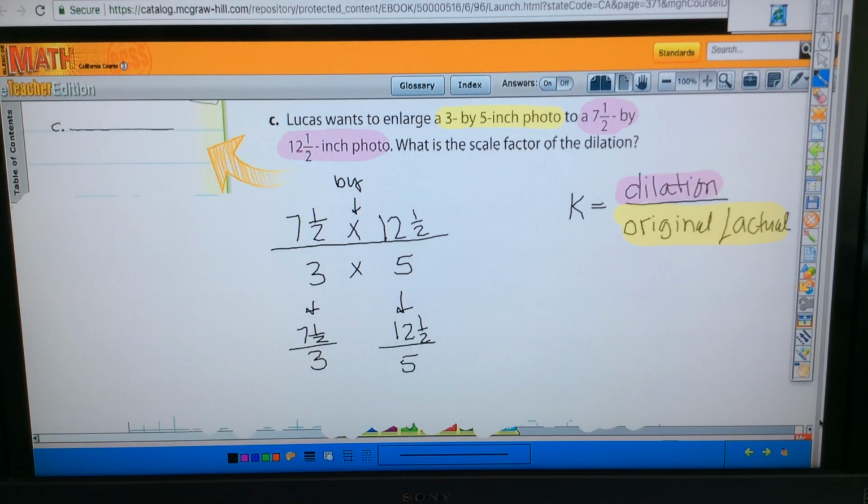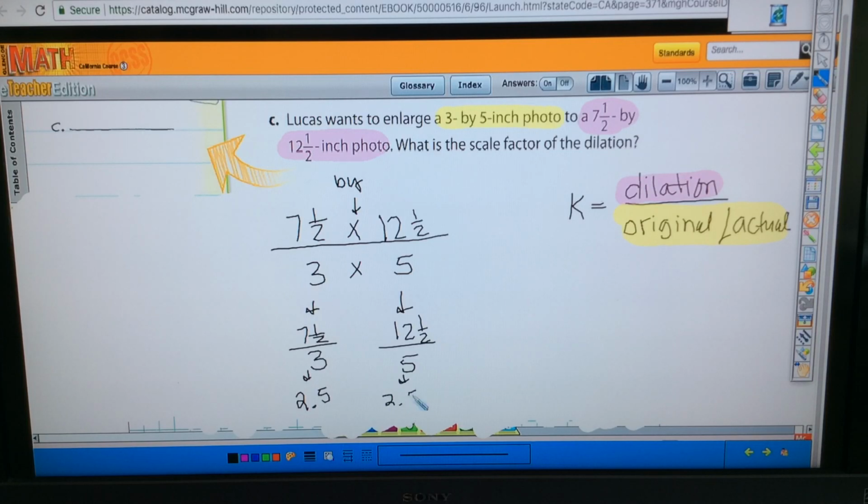So let's do some quick calculations here. If I plug 7.5 into my calculator divided by 3, I get 2.5. I should get the same answer here. Let's try it: 12.5 divided by 5. I still get 2.5.